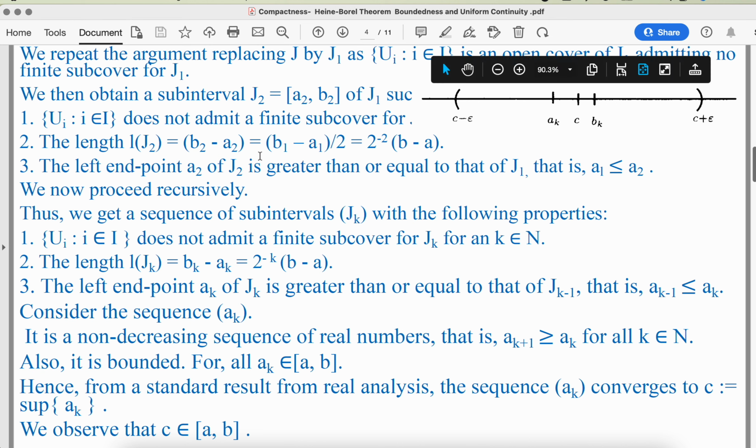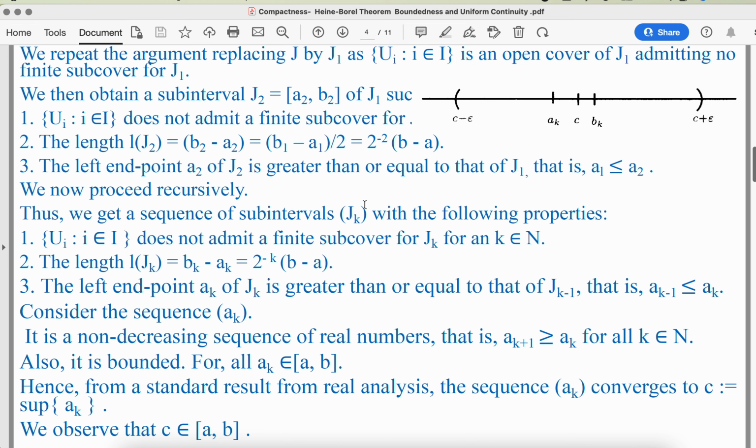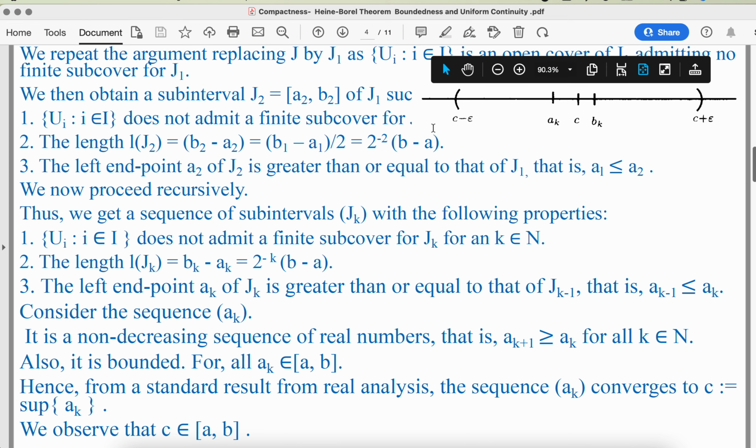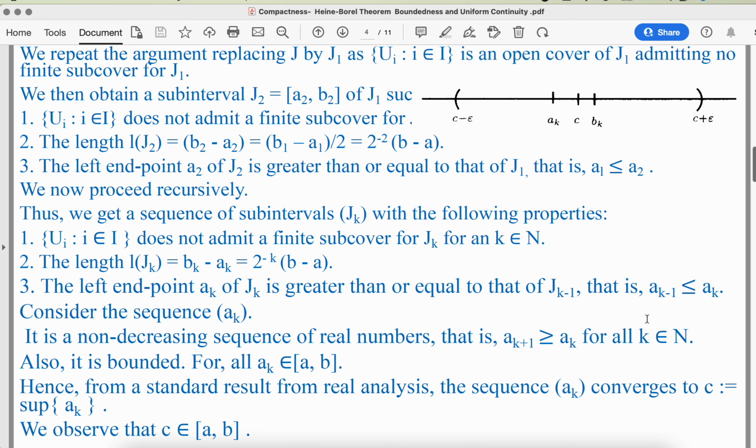We repeat these steps again and again, and we get a sequence of subintervals Jk with the following properties. This cover does not admit a finite subcover for Jk for any k belonging to N. The length of interval Jk is Bk minus Ak, which will come out to be 2 raised to power minus k into (B minus A). And the left endpoint Ak of Jk is greater than or equal to that of Jk minus 1, that is, Ak minus 1 is less than or equal to Ak.